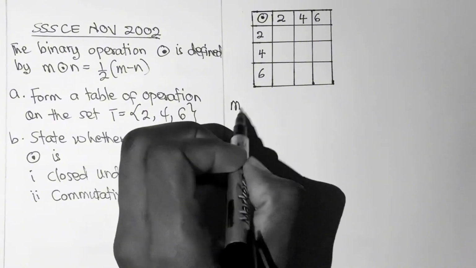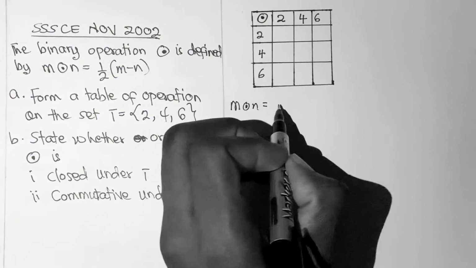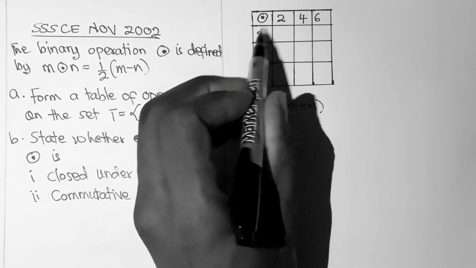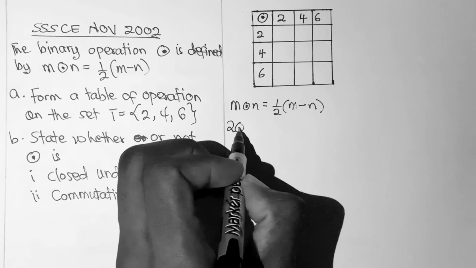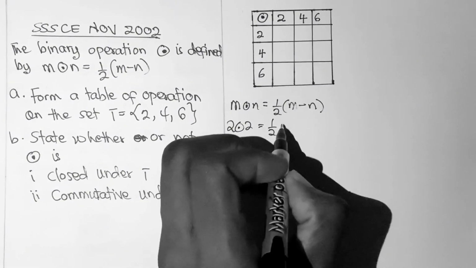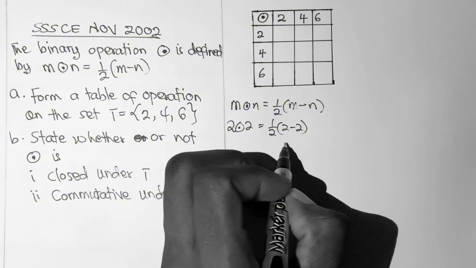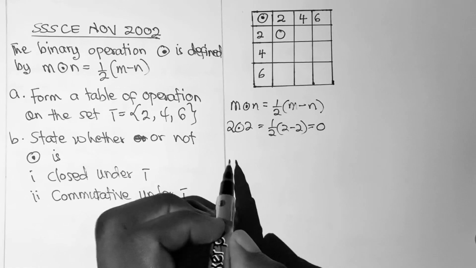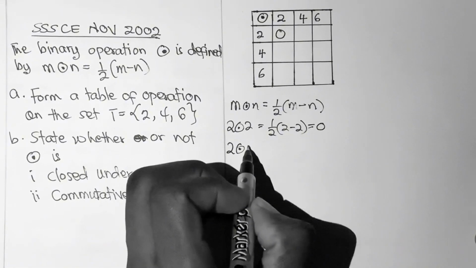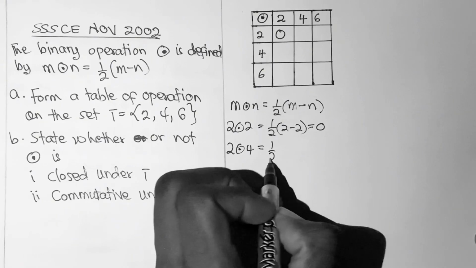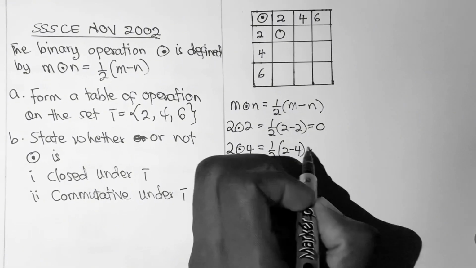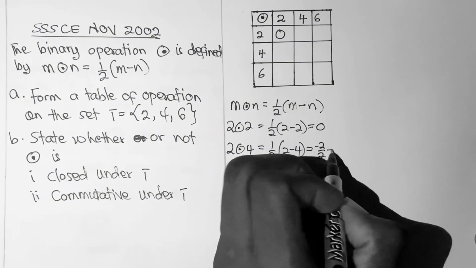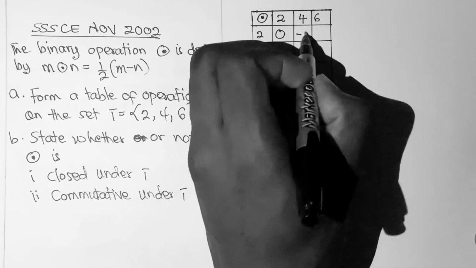Now, m operation n is equal to half of m minus n. So here is 2 operation 2. So 2 operation 2 is equal to half of 2 minus 2. 2 minus 2 is 0. 0 divided by 2 is 0. So this is equal to 0, and therefore here ought to be 0. Now let's find 2 operation 4. That is equal to half of 2 minus 4. Now 2 minus 4 is minus 2. So it becomes minus 2 over 2, which is equal to minus 1. So here is minus 1.